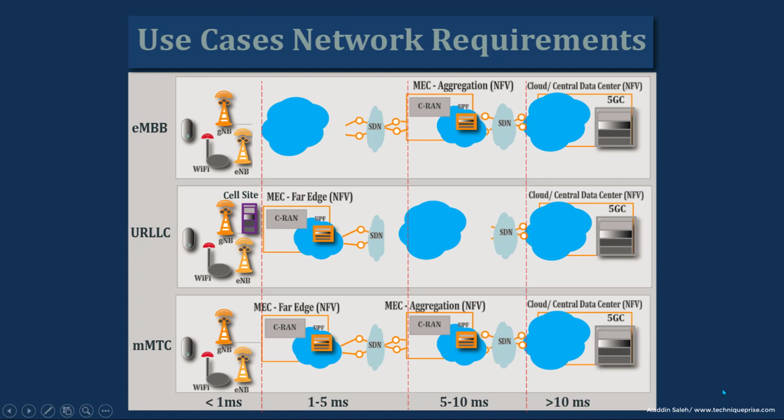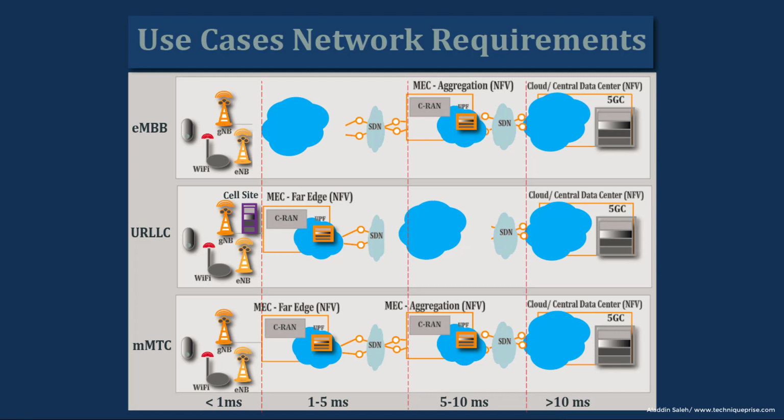Use cases network requirements. Before we go through the other two use cases, let's review network requirements for the three cases. We have seen this diagram before, which subdivides the 5G network into 4 zones. The first zone is the cell site zone, with latency less than 1 millisecond. The second is 1 to 5 milliseconds, the third 5 to 10 milliseconds, and the fourth, which represents the cloud central zone, has greater than 10 milliseconds latency.